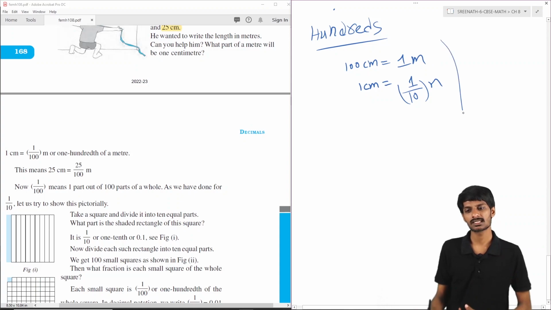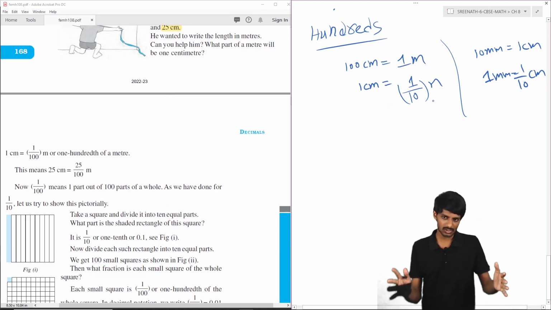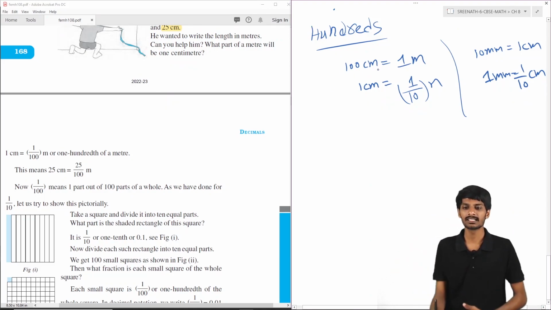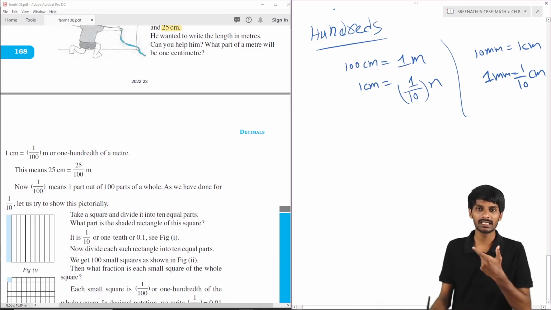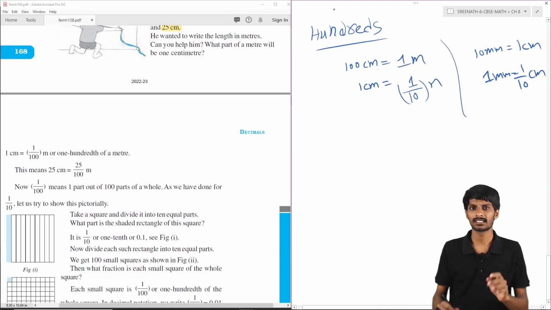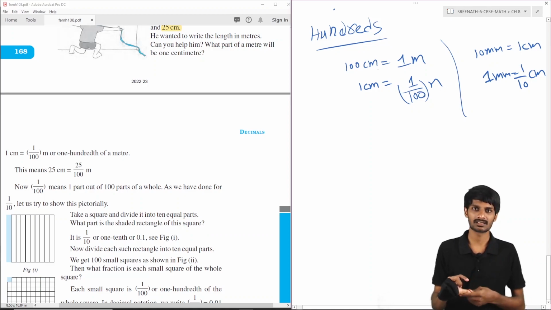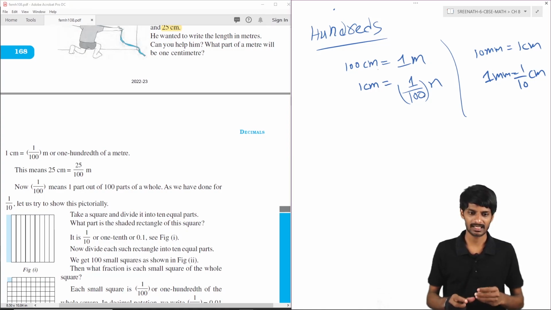Previously what we have discussed is that 10 millimeters is equal to 1 centimeter. And what about 1 millimeter? That is 1 by 10th centimeter. Analogous to that, here 100 centimeters equal to 1 meter. Here it is millimeter, it is meter, and it is centimeter. So what about 1 centimeter? That is 1 by hundredth meter, not tenths, hundredths meters, friends. Okay, so 1 by hundredth of a meter, friends, like that.